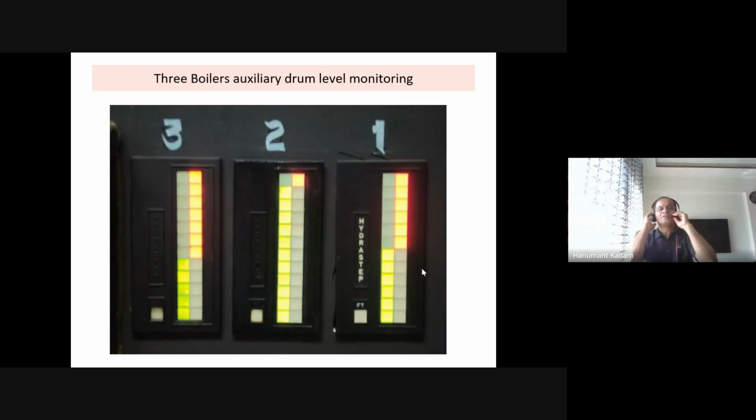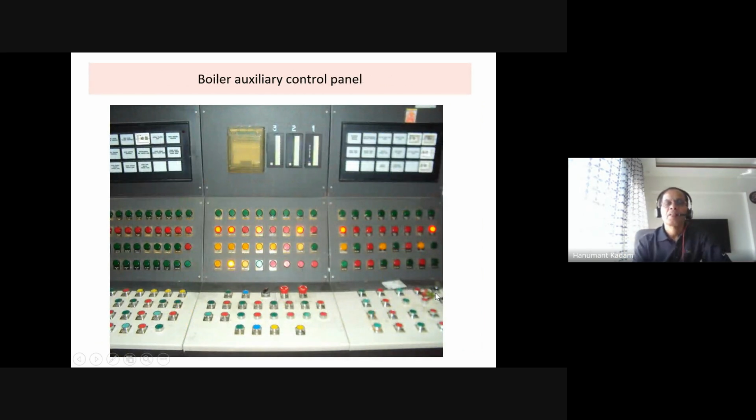Third, as I told you, the solotron is there for boiler auxiliary drum level monitoring; this is separate equipment. So this is the boiler auxiliary control. Auxiliary means if the DCS fails, through this panel you can start, stop, control, and do a safe shutdown. So your solotrons are here.